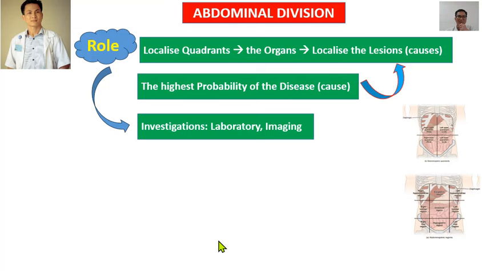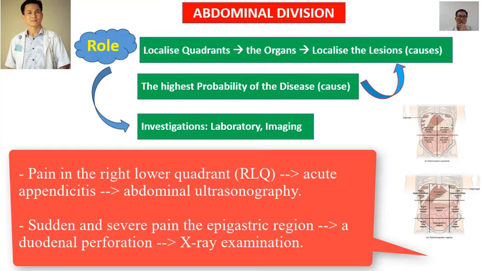For instance, pain in the right lower quadrant often suggests acute appendicitis and needs further abdominal ultrasonography, while sudden and severe pain in the epigastric region could suggest a duodenal perforation, prompting the need for an X-ray examination.